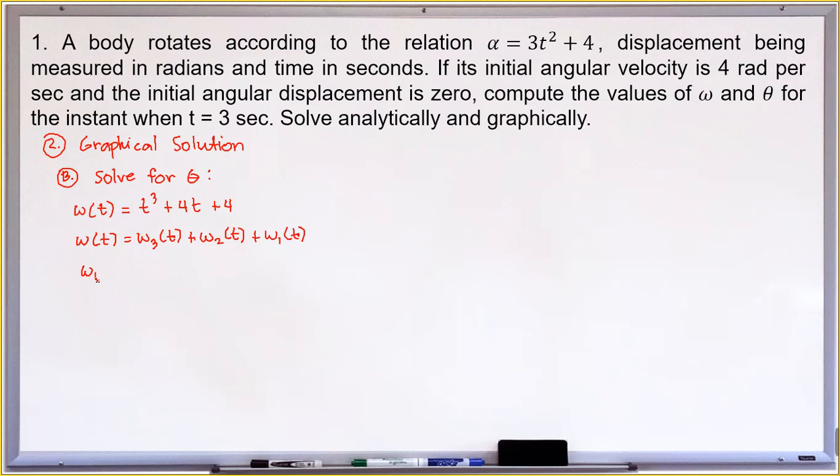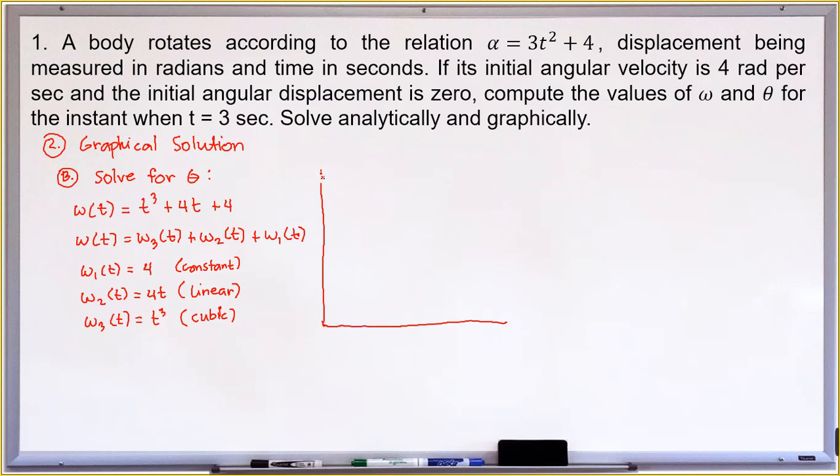So let's let the first function be the constant, so that it can be graphed. This is for the constant. Then our second function, W2, is the linear part, 4t. This is linear, so when you graph it, you generate a line. Whereas the third function is equal to t cube. Now, this is a third degree polynomial, so its form is a cubic function. And with this, we will graph the angular velocity with respect to time.